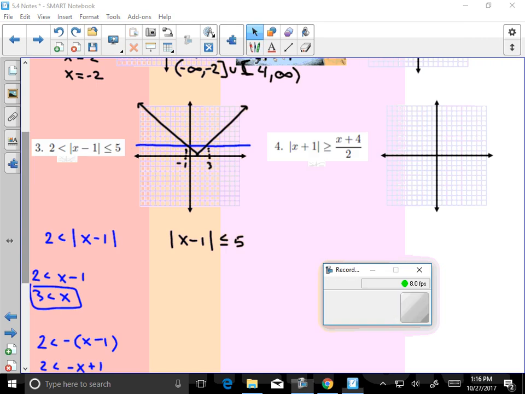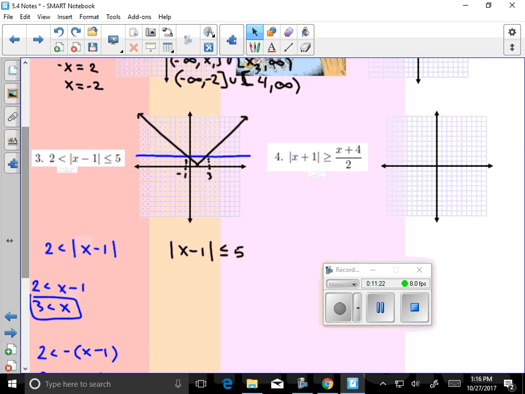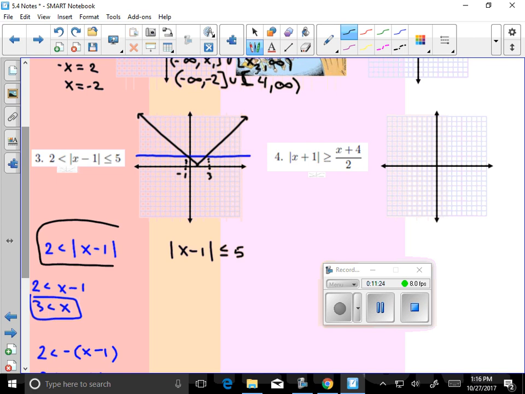Let's take a look. Those on the World Wide Web, I came up with an answer here of negative infinity to negative 1 unioned with 3 to infinity. All that says is that this thing right here, absolute value x minus 1, is greater than 2 to the right of 3 and to the left of negative 1.